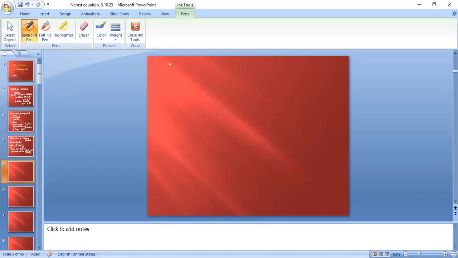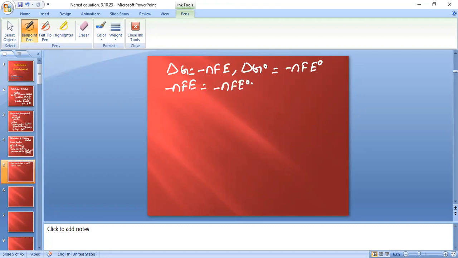We also know that delta G is equal to minus nFE, where F is the Faraday constant and E is the electrical potential. Similarly, delta G naught is equal to minus nFE naught. Then equation 1 becomes minus nFE is equal to minus nFE naught plus RT ln concentration of the product by concentration of the reactant. Let this be equation 2.